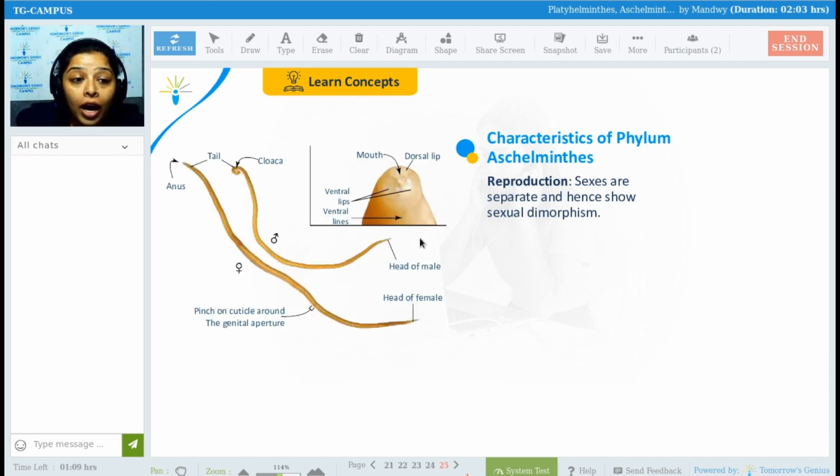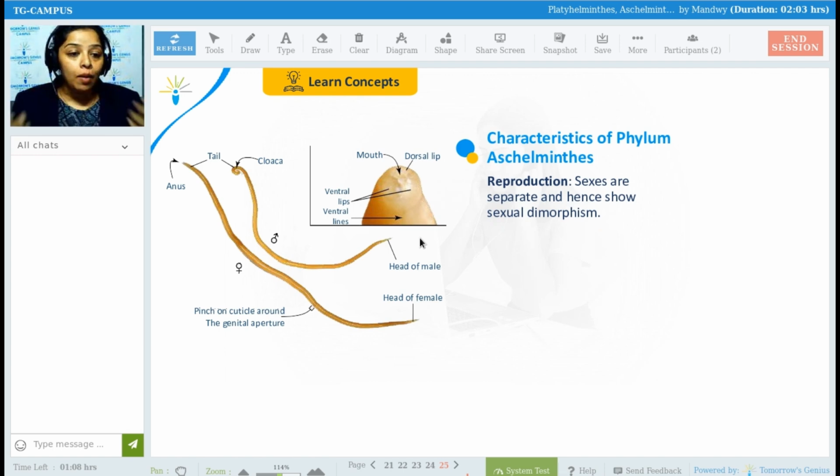Reproduction. They are not hermaphrodite. They are dioecious. Means one will have a male part and another will have a female part. If any organism is showing this type of characteristic, it is called sexual dimorphism, means two different morphology. Okay, the sexes are separate and showing different morphology.